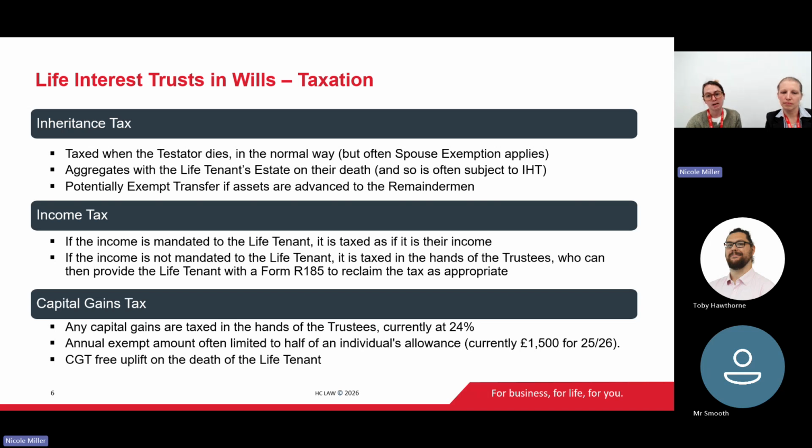And there's also capital gains tax points. So any capital gains that is taxed in the hands of the trustees is currently taxed at a rate of 24%. Obviously, there's an annual exemption. That's often limited to half of an individual's allowance. So that's currently £1,500 for 25-26, with CGT allowances recently being lowered. But there is a free CGT uplift on the death of the life tenant.